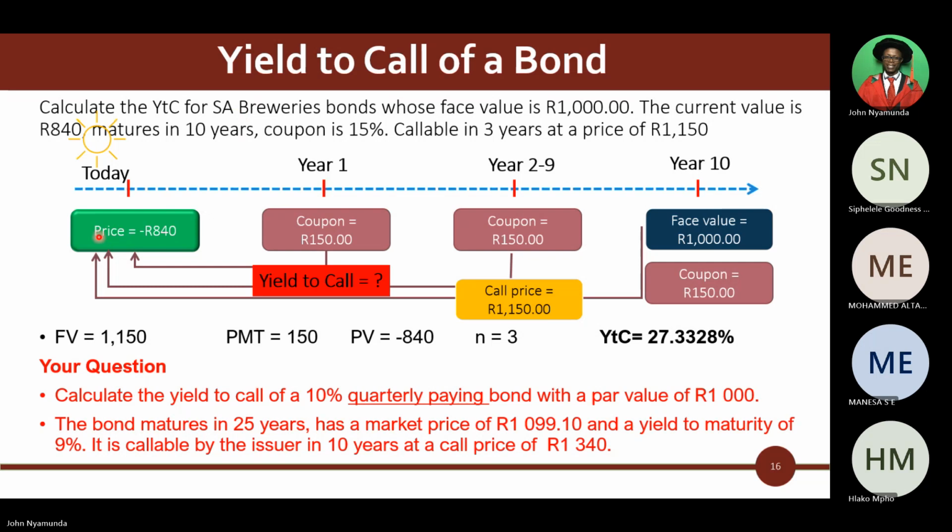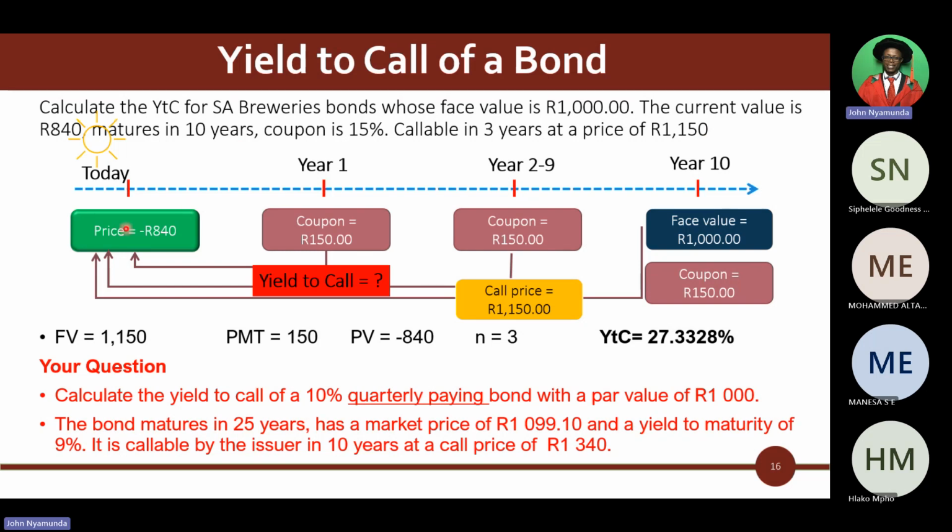So calculate the yield to call for the SA Breweries bond whose face value is 1,000, the current value is 840, matures in 10 years, coupon is 15%, callable in 3 years at a price of 1,150. Ladies and gentlemen, it's the same question, but now we introduce a new thing. We are putting it on a number line so that you can see what's happening.